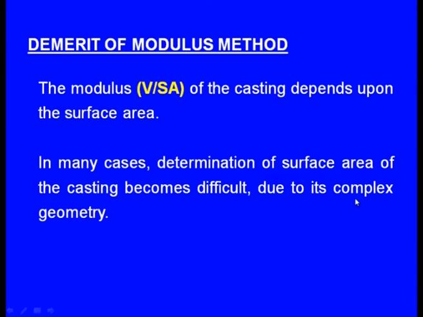That is why in many cases, determination of surface area of the casting becomes difficult due to its complex geometry. No problem, as long as the geometry of the casting is simple, we can very well find out the surface area and we can find out the modulus. But once the casting has complex surfaces, then the determination of the surface area would become a tough task. At such times, use of this method would be a difficult task.